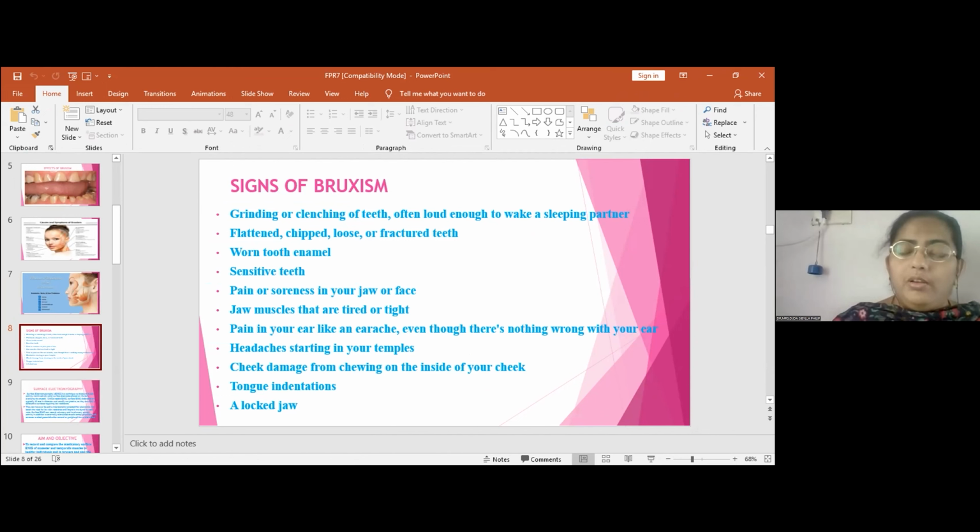The patient will always have discomfort in the ear because our temporomandibular joint is located internal to the ear. We also have headache starting in the temples, and cheek damage because the patient can chew on the inside of the cheek. That is, the patient can catch the buccal mucosa by mistake between the upper and lower teeth, and the patient can have tongue indentations and a lockjaw. So these are all the signs of bruxism from which the patient can suffer.